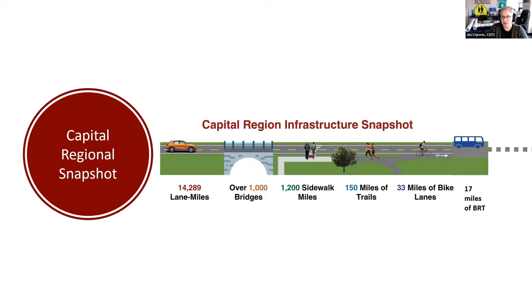Here in the capital region, we have a robust network of highways, bridges, sidewalks, trails, bike facilities, and a BRT system that connects it all. And the network exceeds a value of $30 billion. So we've continued to invest and expand this network over time.